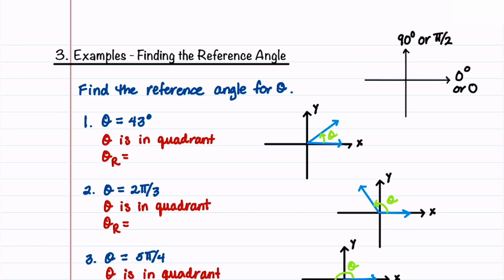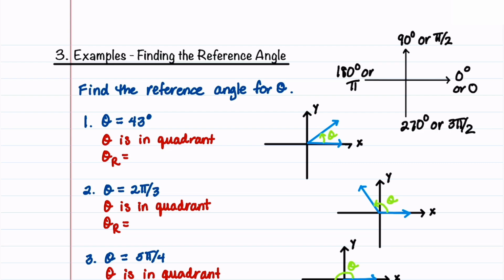On the left-hand side, we have 180 degrees, or pi. And at the bottom, we have 270 degrees, or 3 pi over 2. This chart will help us locate what quadrant our angle is in. In our first example, we're asked to find the reference angle for an angle of 43 degrees.